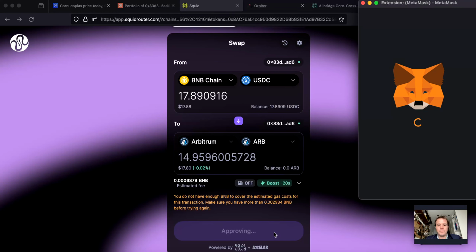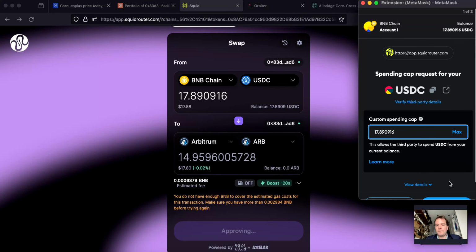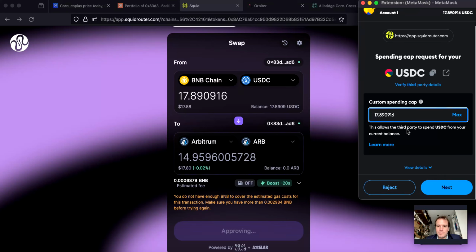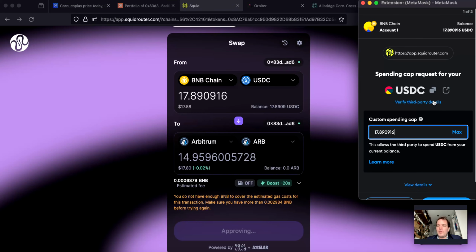But now you've found a way that you don't have to use a middleman, which is a centralized exchange, and you will have to give permission to use the tokens. So let's go ahead and do that.